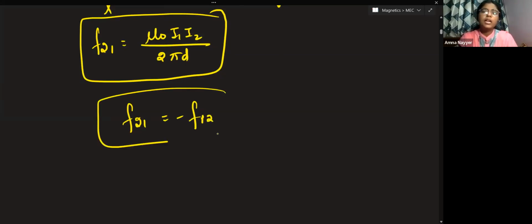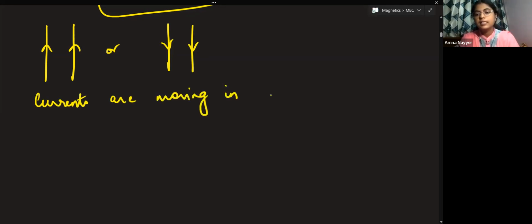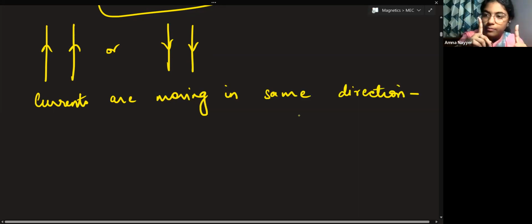So whatever answer you're getting, just reverse it for the other one if you have taken it. Regarding the direction, remember, if both the conductors are having the current moving in the same direction like this, the currents are moving like this or like this, in the same direction, then remember, both these parallel conductors will attract each other.